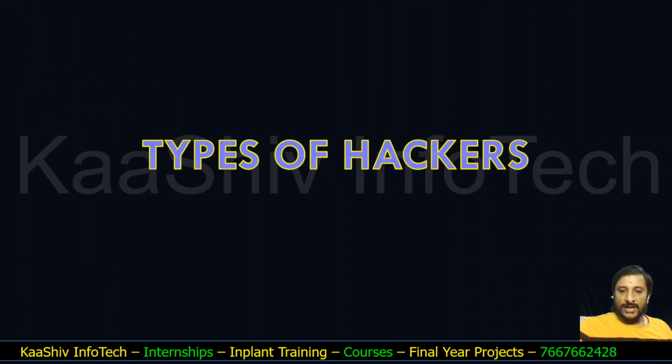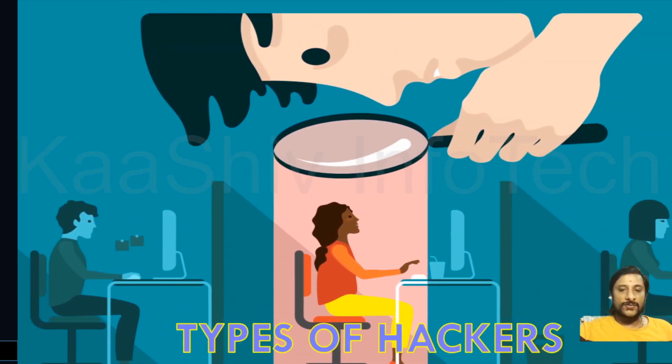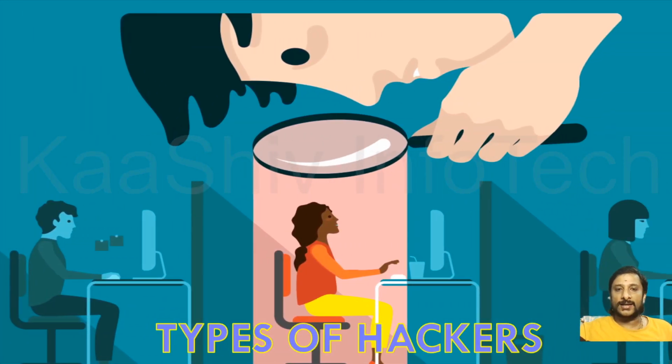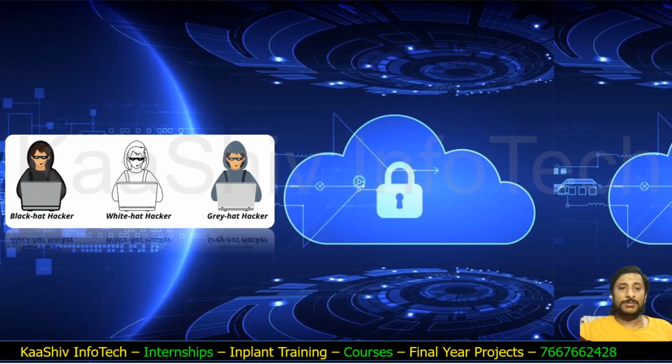Let's talk about the types of hackers. So we have varieties of hackers available. The major hackers are black hat hackers. For money they will do it. White hat hackers are genuine ethical hackers. And grey hat is a combination of both.